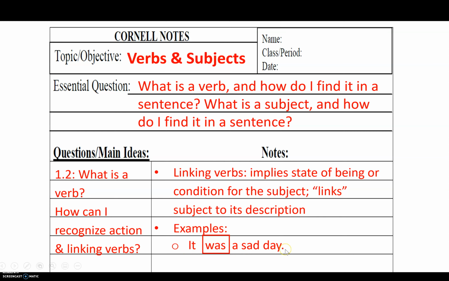Sometimes, like I said, those verbs might seem more action-y. So Caitlin seemed nervous. Can she seem? Can she do that thing? Sure, that's a mental action that she can take, right? So that's going to link Caitlin, our subject, to her description, nervous.